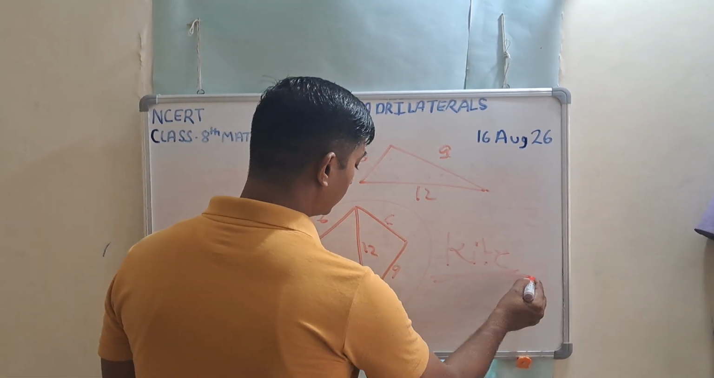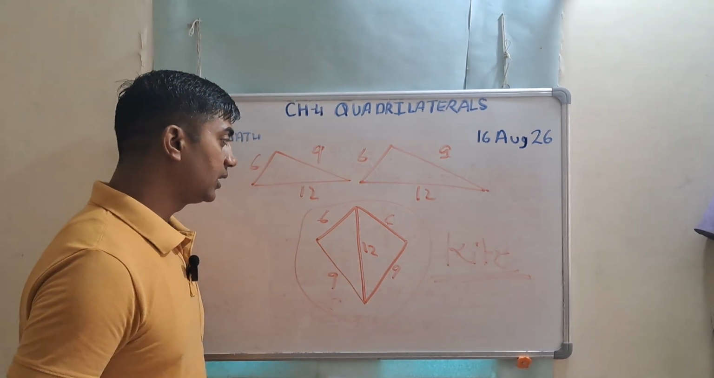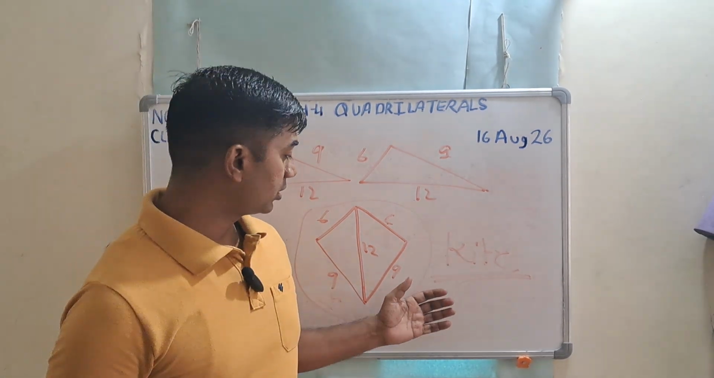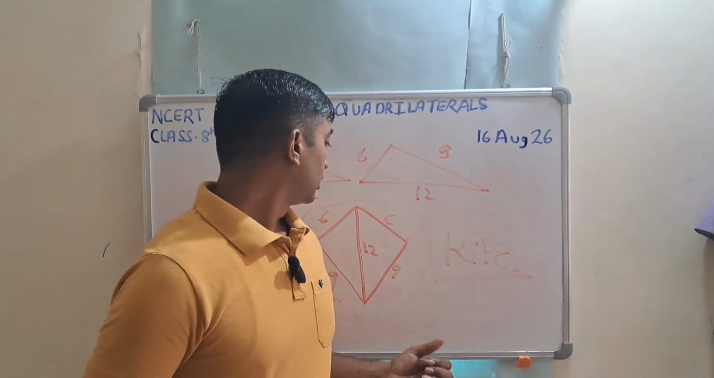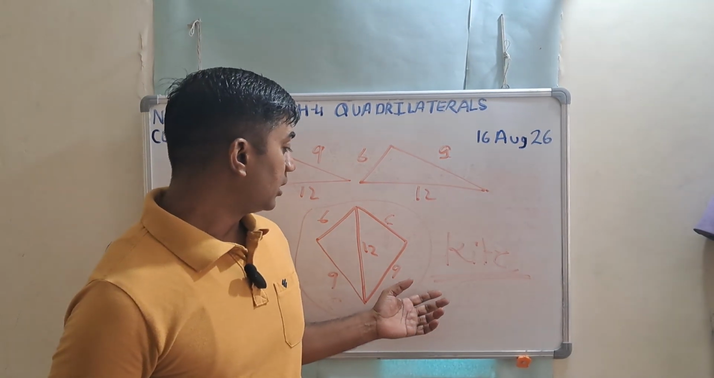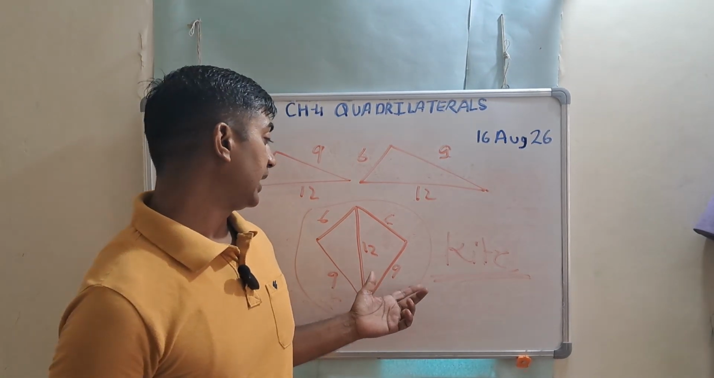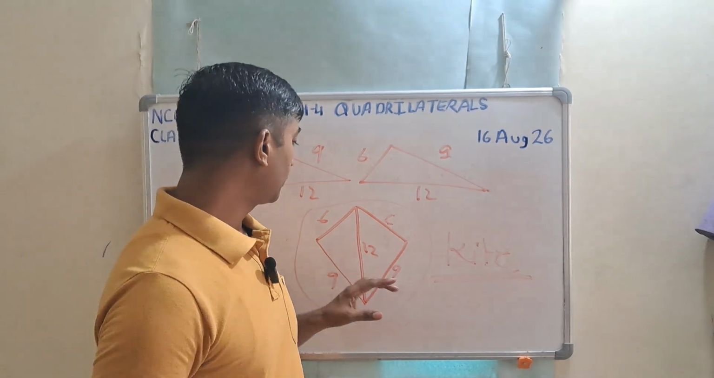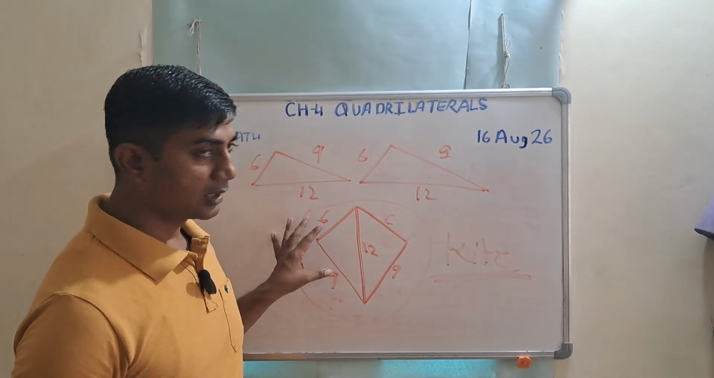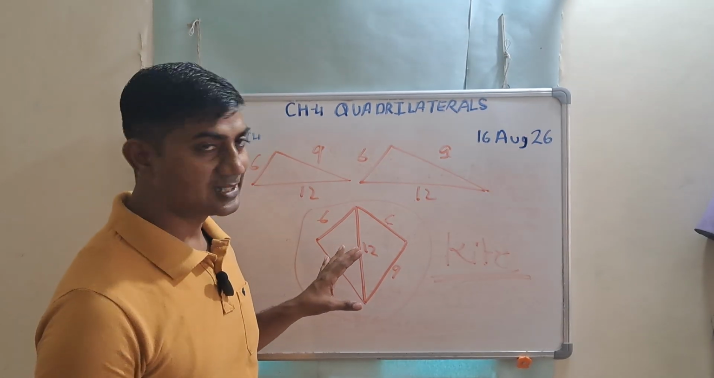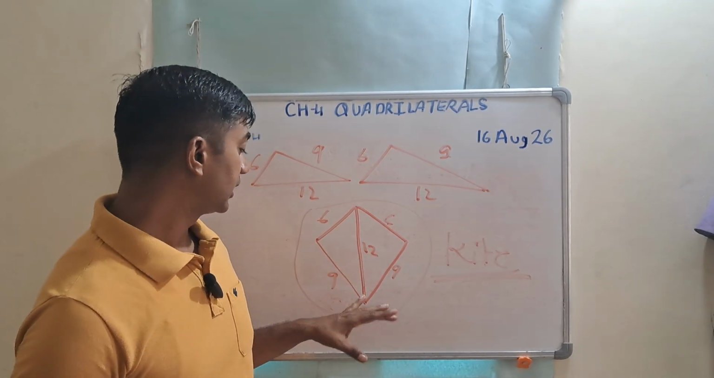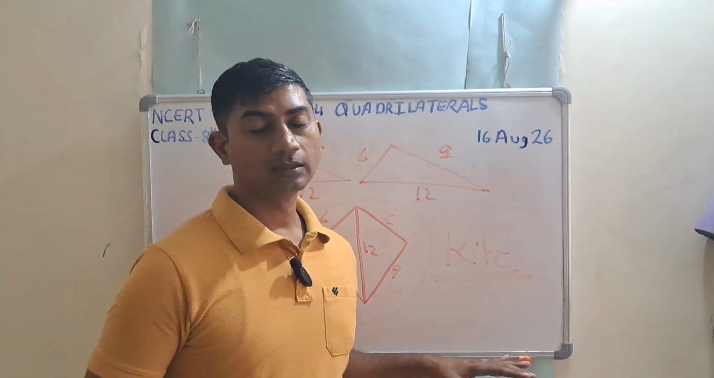Understood? So this is your next topic actually, and we will study the kite in the next class. We will see what the figure of the kite is and how it is formed, and what particular type of figure it is, and whether we have different types of figures as a kite also. Understood? That we will see in the next class.